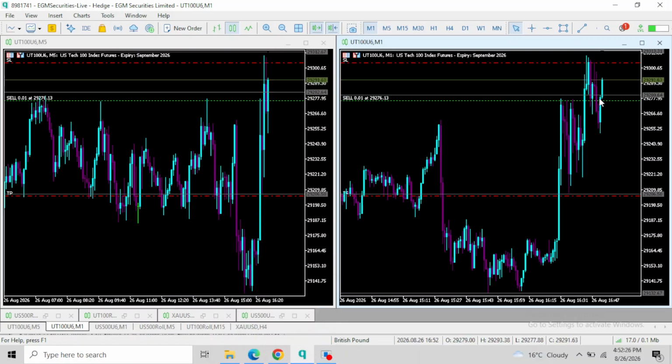So let me see. There is this fair value gap over here. If this high is broken, I'll just cancel the trade because that will be an invalidation.